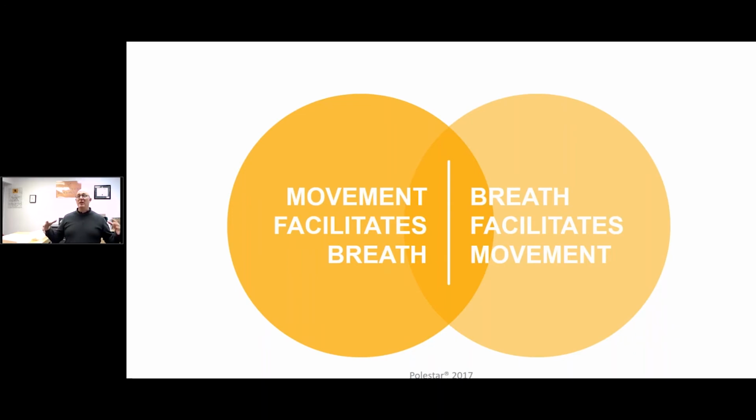Somebody who's already open can only move from their lumbar spine and their neck. Somebody who's closed can only move from their lumbar spine or their neck because they are not able to move through a full range of thoracic spine.